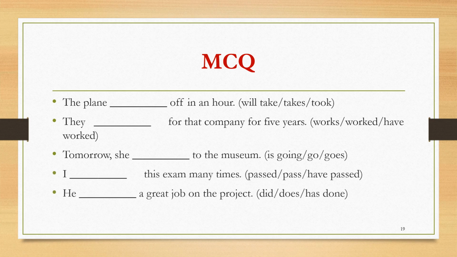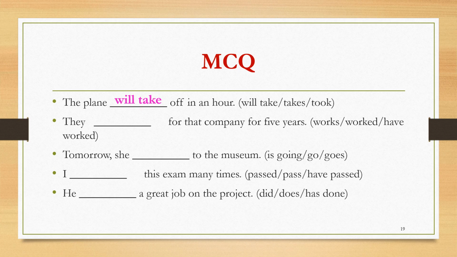The plane something off in an hour. In an hour, it's an indication of a future timing. For example, your flight is late and you are asking the steward when will the plane take off. So he can answer, the plane will take off in an hour. This is an example of future, simple future.